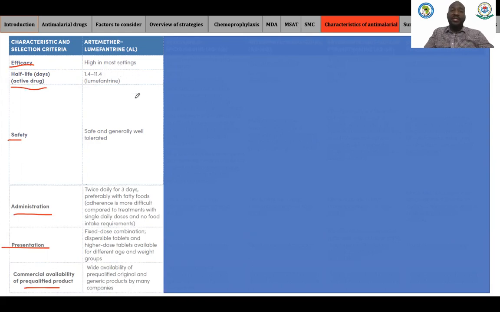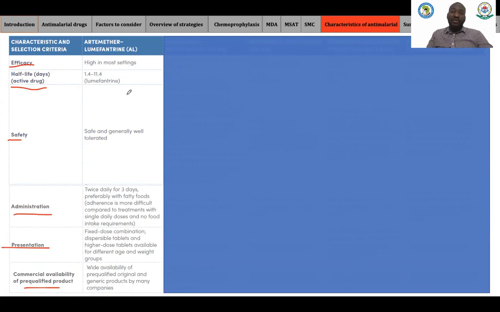So in most settings, artemether-lumefantrine is efficacious and has a half-life of about 11 days, the lumefantrine component, which is longer acting. And this drug is generally safe and well tolerated, and it's given twice daily for 3 days.